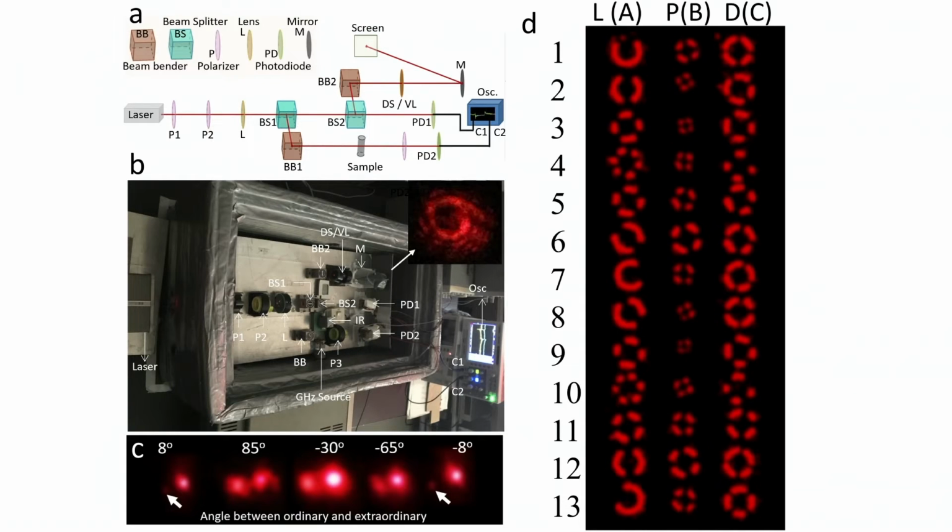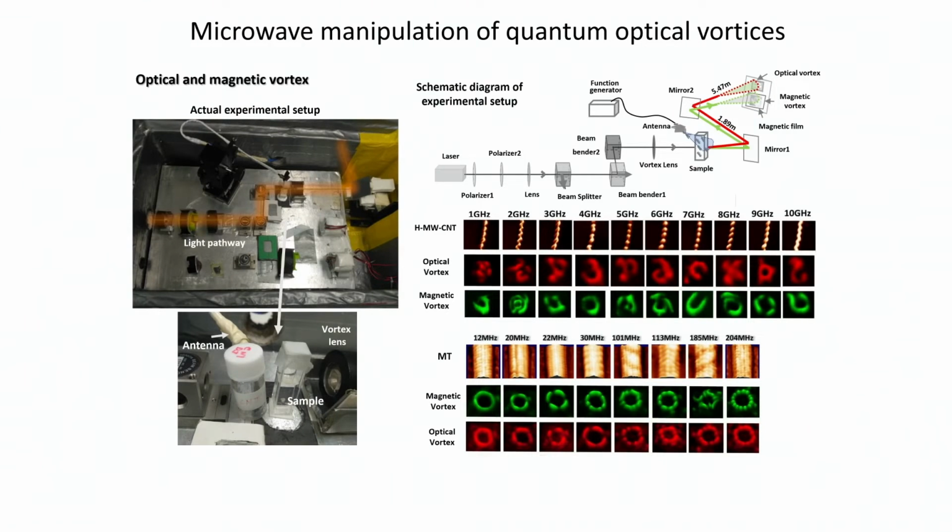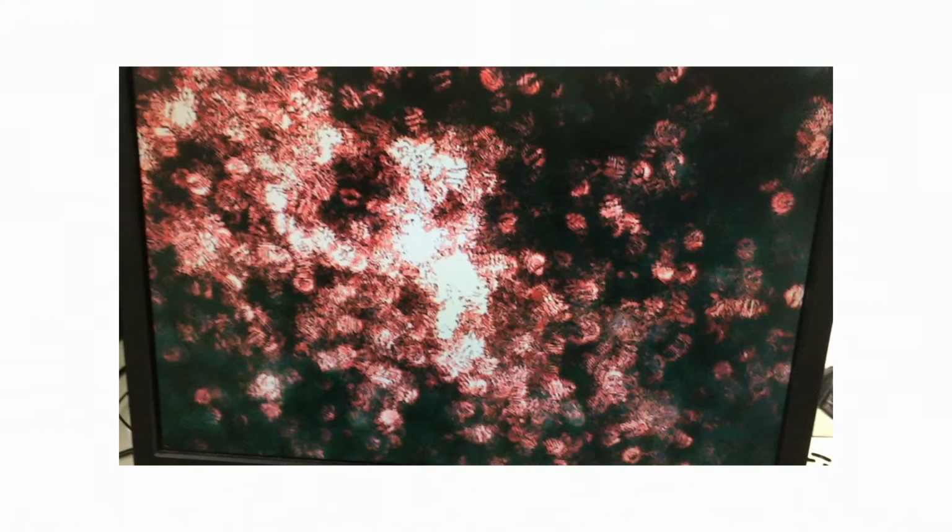So we have created length, pitch, diameter, and this is the experimental integrated setup. By changing L for length, P for pitch, and D for diameter of the nanowires, we could control the vortices that are coming out. And of course, the magnetic vortex over there.